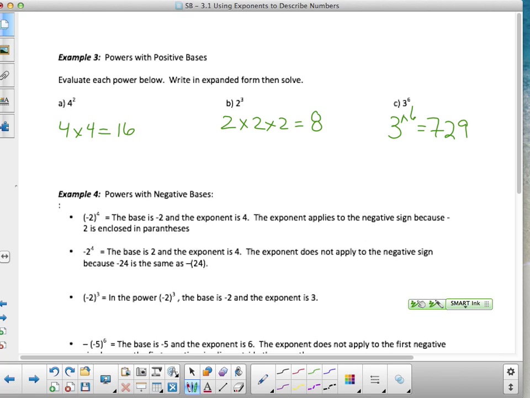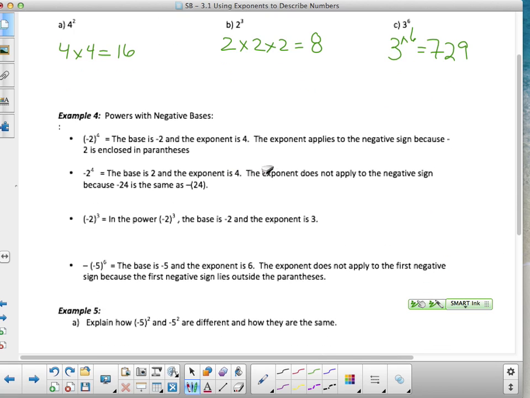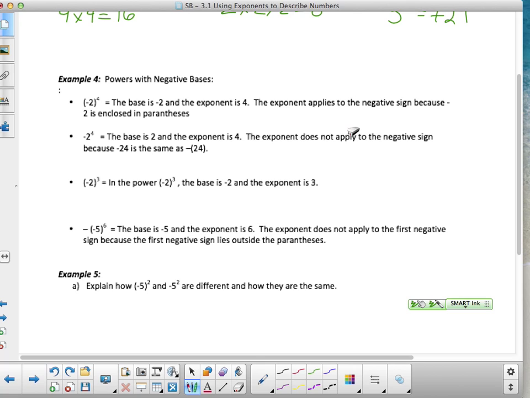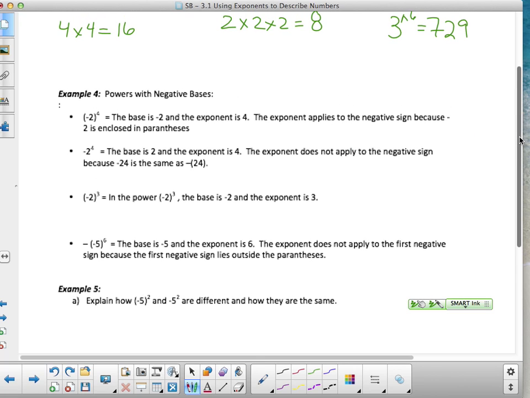So now, the tricky part here is when we're looking at our powers with negative bases. With a negative base, you need to consider whether or not it's on the inside of brackets or parentheses or on the outside. So for the first example, if you notice, my negative sign is on the inside of the parentheses. That means the whole thing has to be considered, and that negative 2 to the 4th power is actually going to be written 4 times. So it's negative 2 times negative 2 times negative 2 times negative 2.